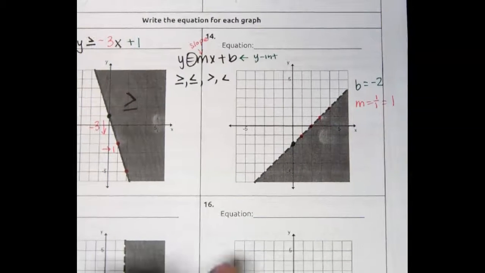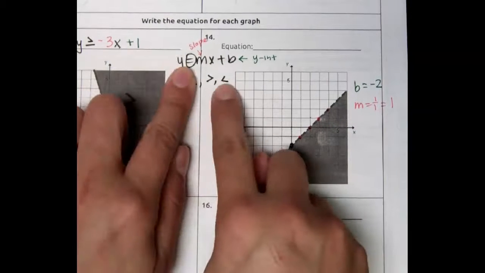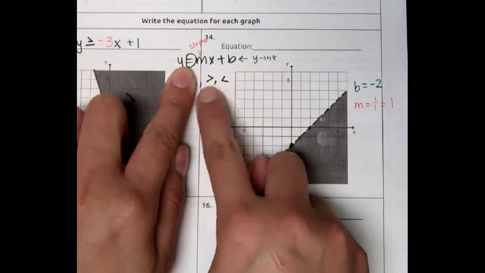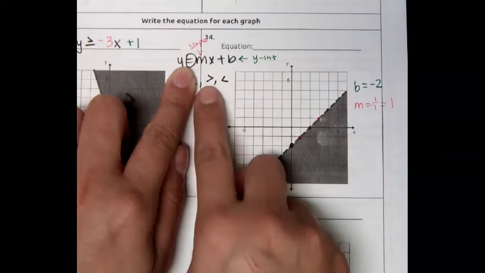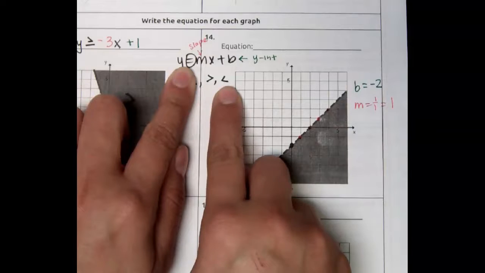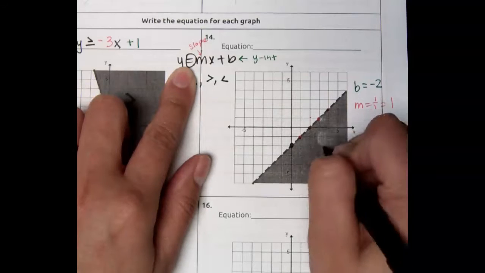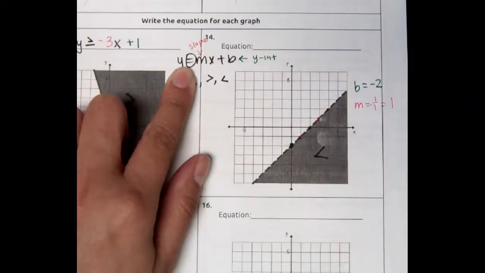Now, this time I have a dotted line, so it's got to be one of these because these represent dotted lines. They don't have the equal to line underneath, and it is shaded below. Well, this is greater and this is less. Less is below, so this time my inequality looks like this.